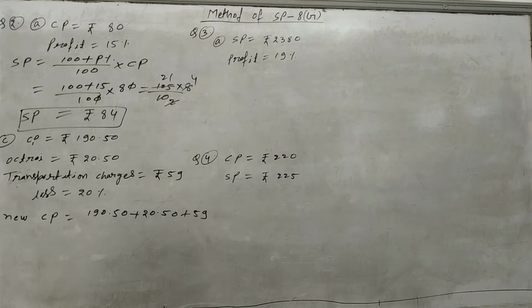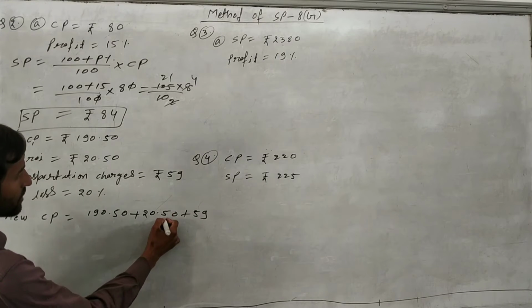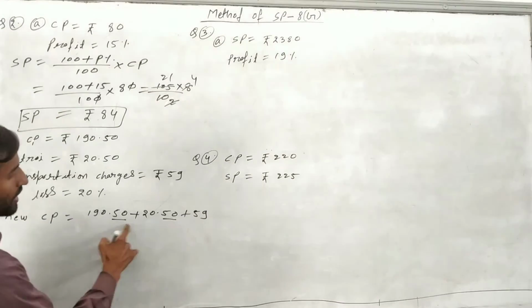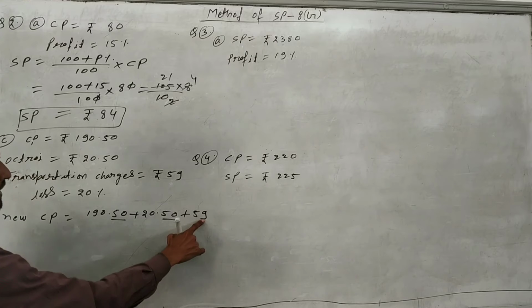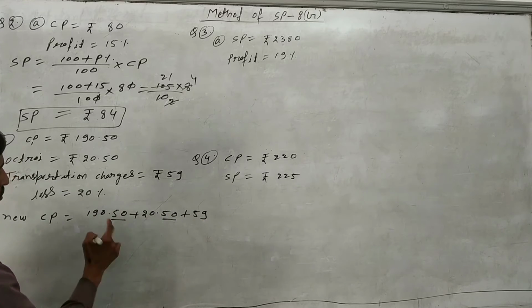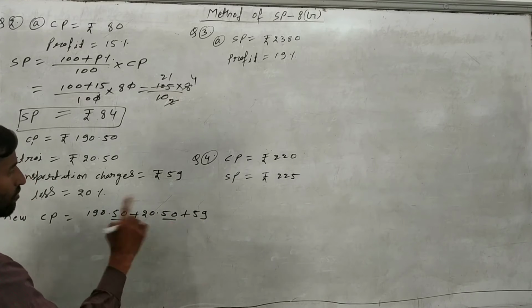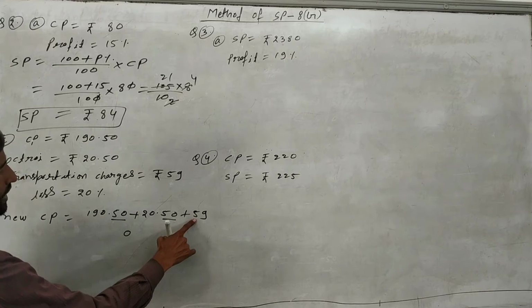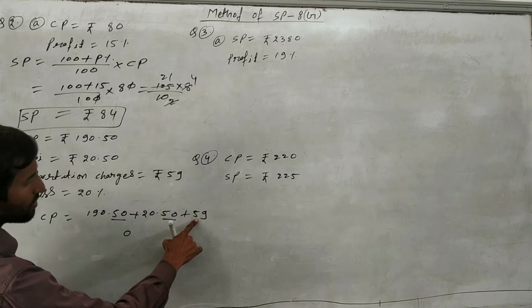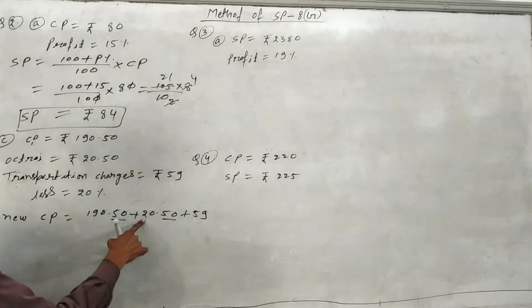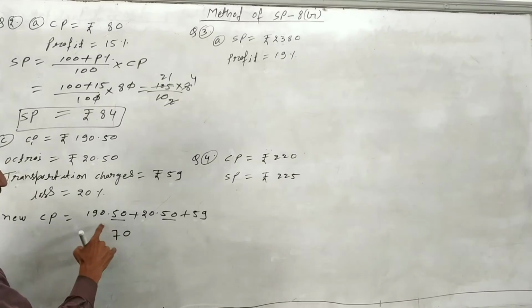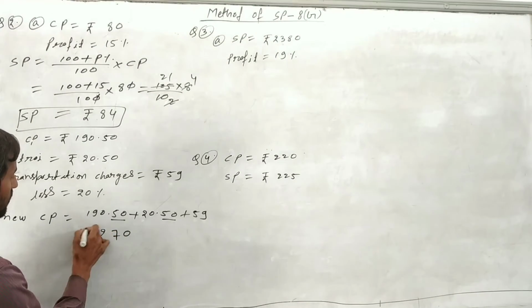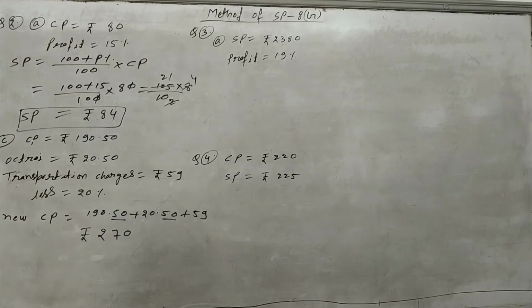Then it will come the final answer. So we will add here. See this here, this is after the decimal. So it will add, it will come 1 rupee. Now we will add 10 plus 9 plus 1 is 10, 10 plus 0 is 10, so again 0 carry 1. So 5 plus 1 that is 6, 6 plus 2 is 8, 8 plus 9 then it will come 17 carry 1. So final answer is 270. So final CP is equal to 270.